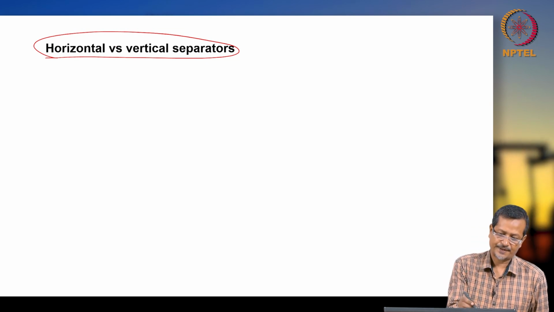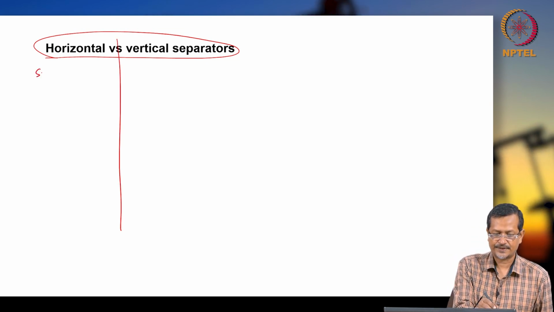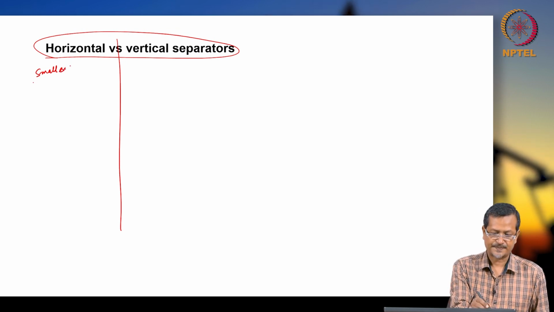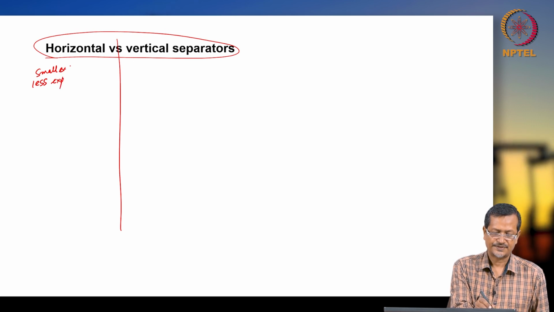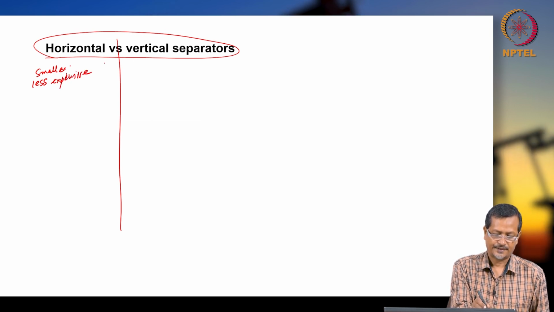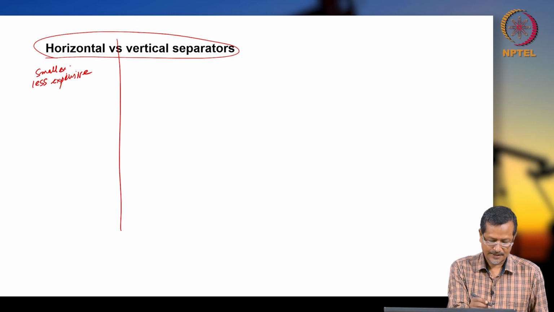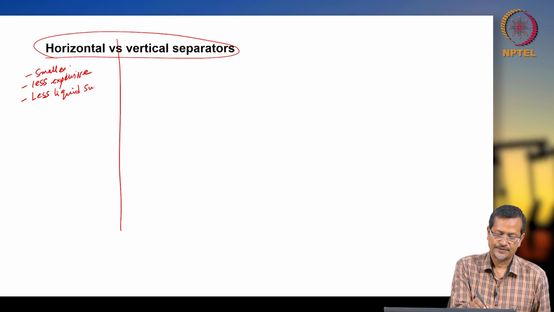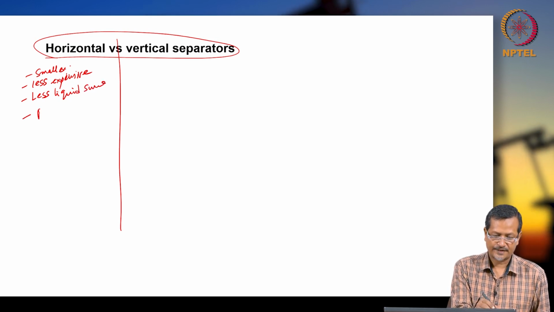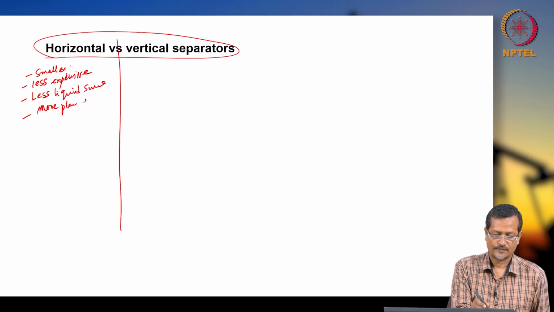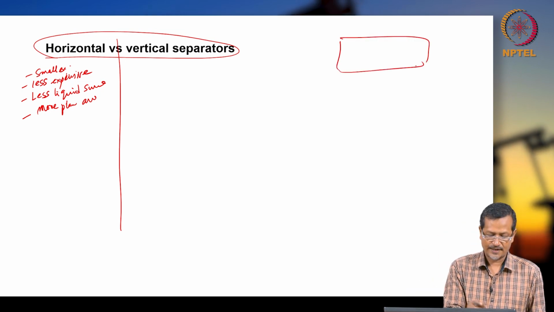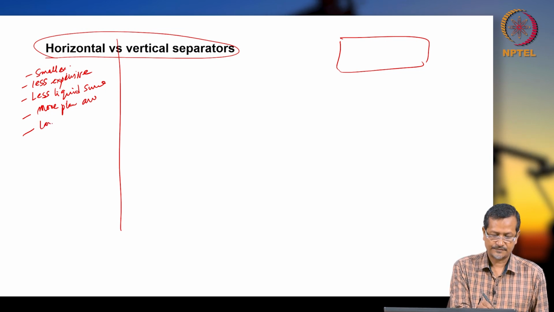So, the horizontal separator is smaller in size, less expensive, and has less liquid surge. It has more plan area, which means the side area will be more. You are getting more plan area, so larger liquid capacity.